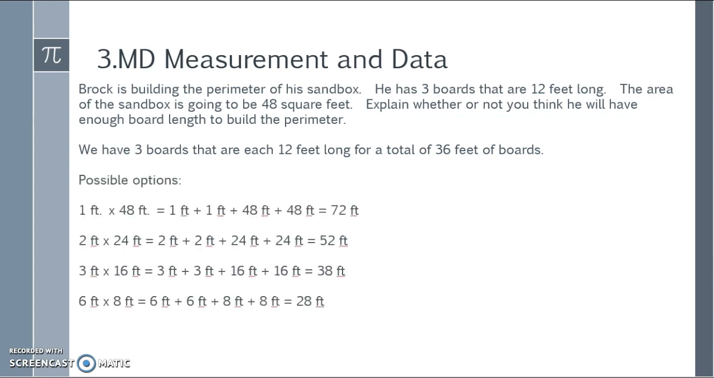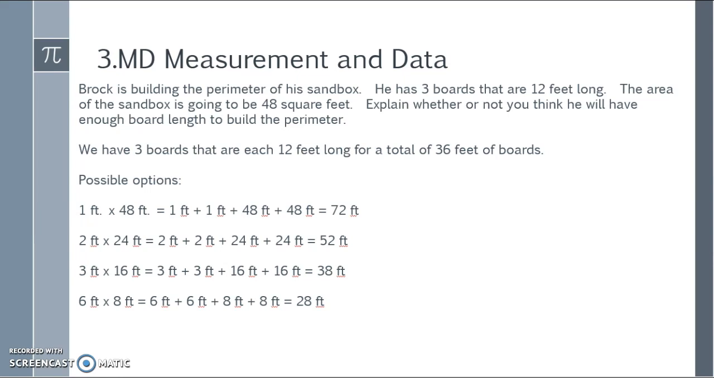So some possible options for the dimensions of our sandbox would be 1 by 48. To find the perimeter, we add all of our outsides together. 1 plus 1 plus 48 plus 48 is 98 feet. 2 feet by 24 feet. So 2 feet plus 2 feet plus 24 plus 24 is 52. We could do a 3-foot by 16-foot or a 6-foot by 8-foot, giving the possible perimeters.